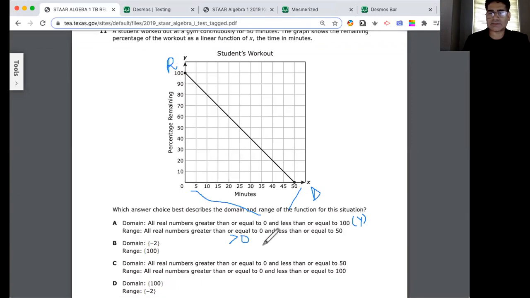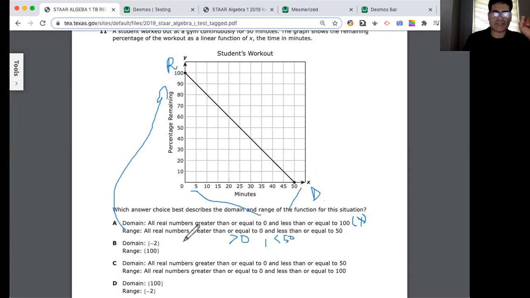And let's see, greater than or equal to 0, less than or equal to 50. I'm noticing in A, when it talks about the y, oh, excuse me, this is the x, right? So x, yeah, x 0 and 100, so that doesn't match up. The range gives me 0 to 50, and the range is actually over here in my y's. So that's not matching up.